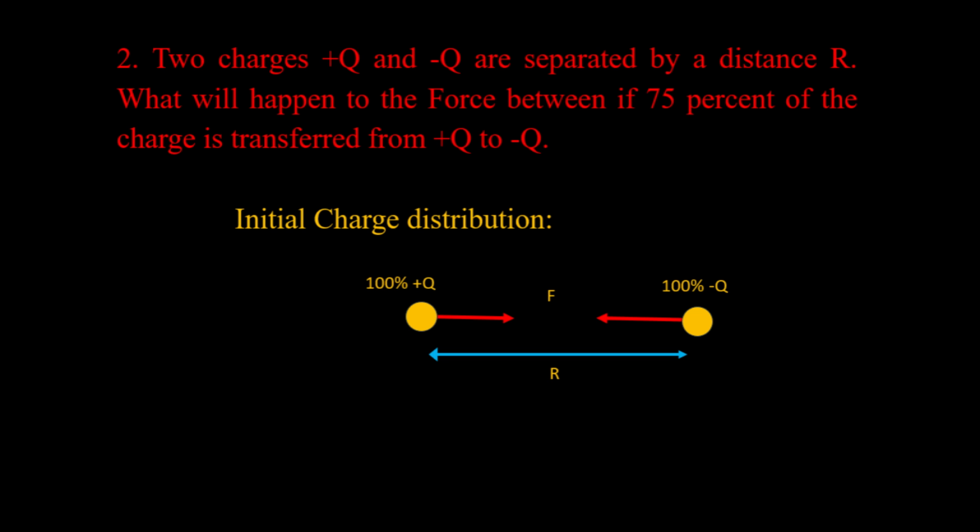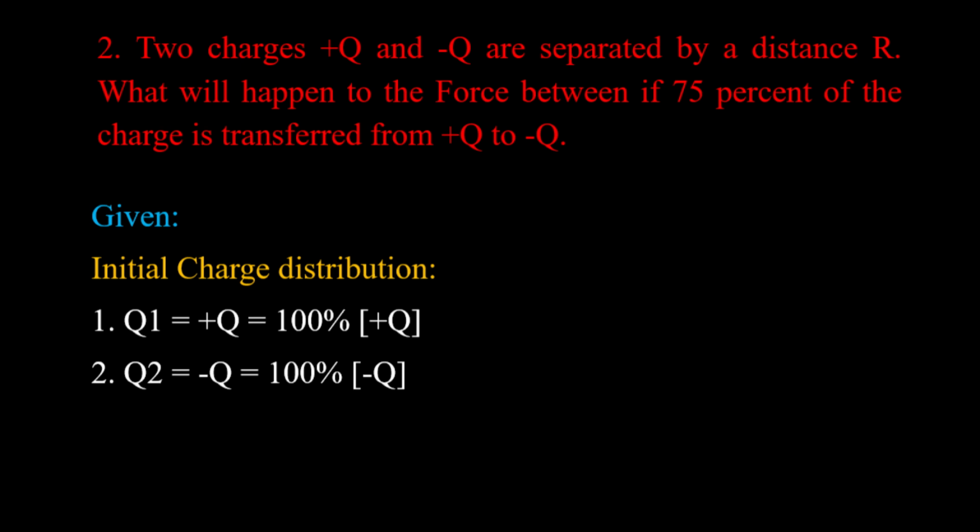Two charges plus q and minus q are separated by a distance r. Okay, there are two charges. One contains a positive charge plus q, and another contains a negative charge minus q. Now the question is, what will happen to the force? Obviously, when there are two charges and these are unlike charges, a force of attraction is present in between them. So the question is, what will happen?